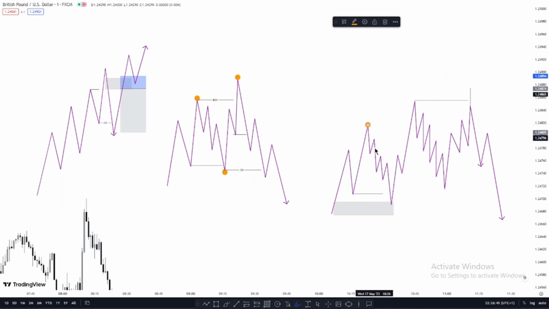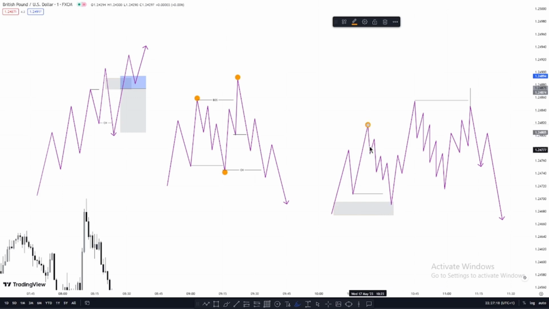Now, price rotated back down, took out this first internal structure low, and then price bumped into this unmitigated OB here. All right, this is your higher time frame point of interest. So on your higher time frame, you have this point of interest, and price came straight into it. As soon as price taps into your higher time frame point of interest, if you scale down to the lower time frame, what you are going to be waiting for there is CHoCH.